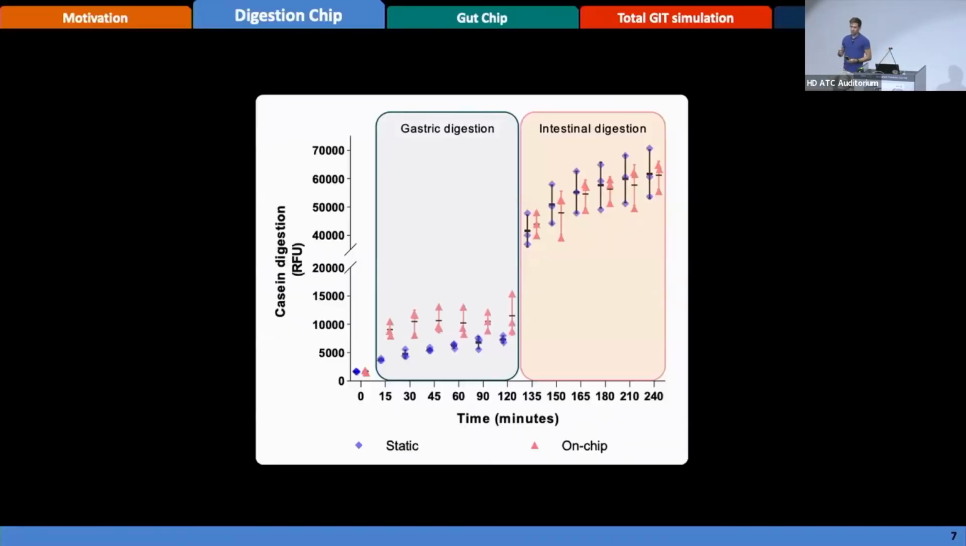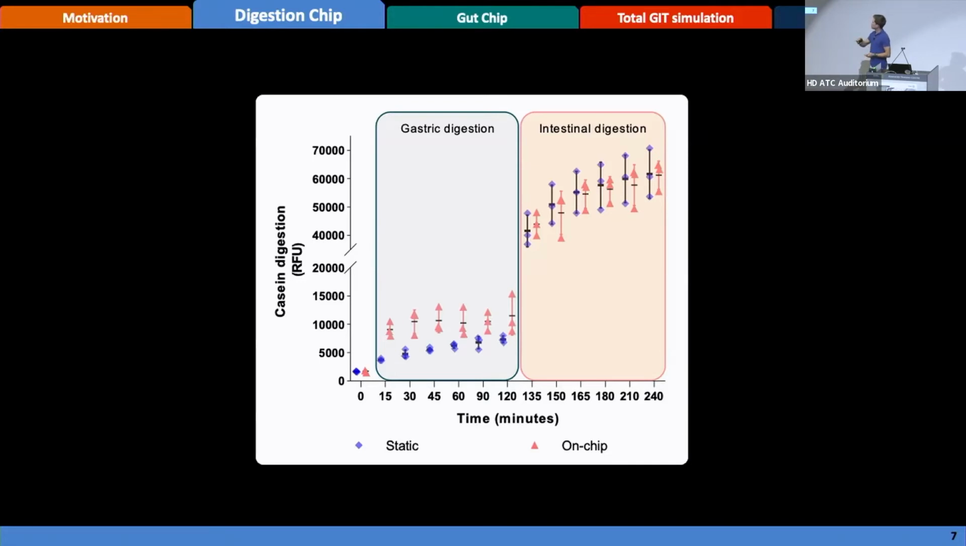And this is just to show you some of the data of the device working. So we used a casein molecule that has been fluorescently labeled, but the fluorophores are quenched when the molecule is in its native state. As it gets digested, it fluoresces, and the fluorescence is proportional to the extent of digestion. So what you can see here, when we compare the on-chip data, which is the orange triangles, with the blue rhombuses, which are the static protocol, the gold standard currently used. And they match quite nicely, which was really good.